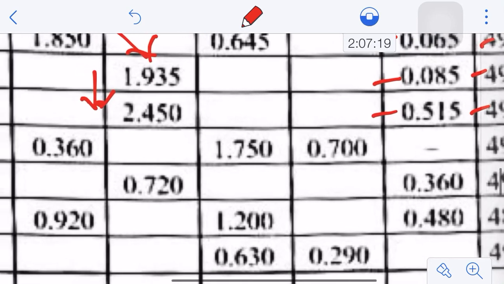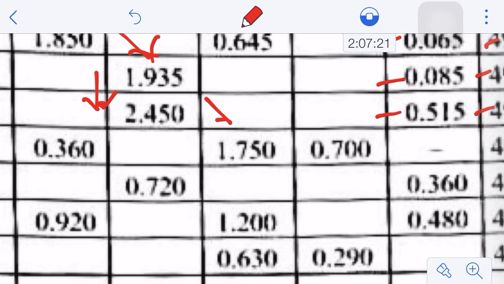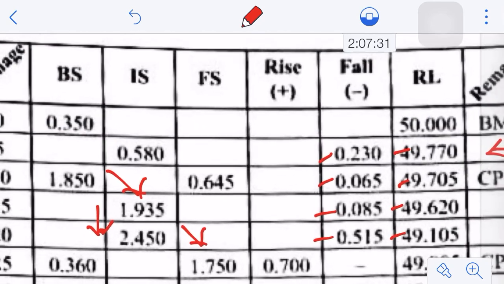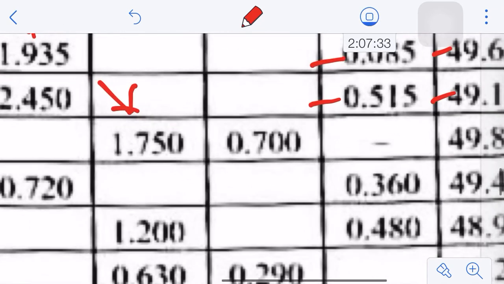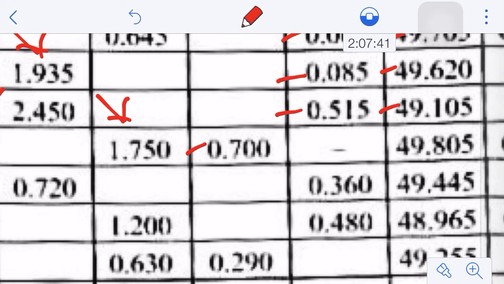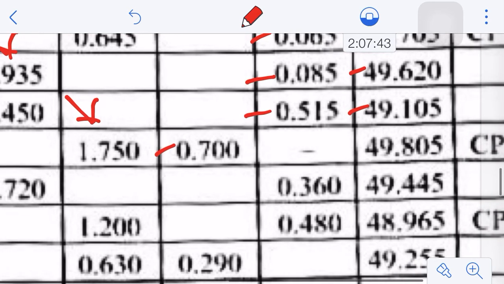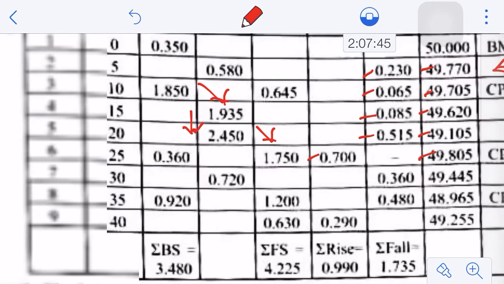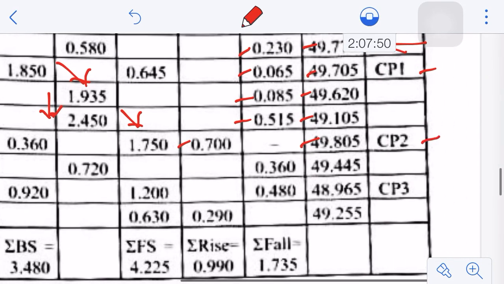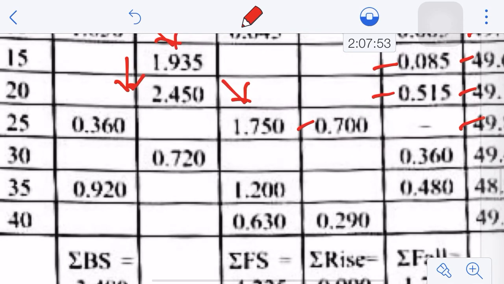Right, now further we are moving from 2.450 and we have a reading of 1.750. So now your reading is decreasing. If it is decreasing, that's why we have written it under the rise column, as you can see here, that is 0.700. If it is rise, it has to be added to your previous RL, so that 0.700 is now added to 49.105. That's why you are getting your RL of station number 6 as 49.805, and this is a change point. That's why you will mark it CP2, and you have this BS reading available here.